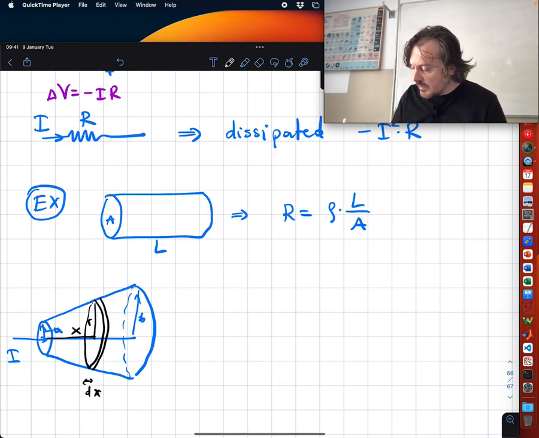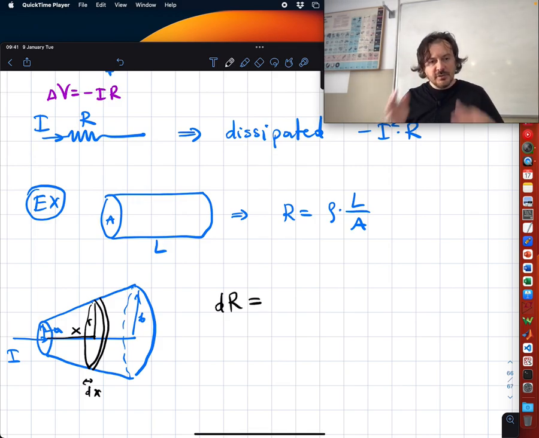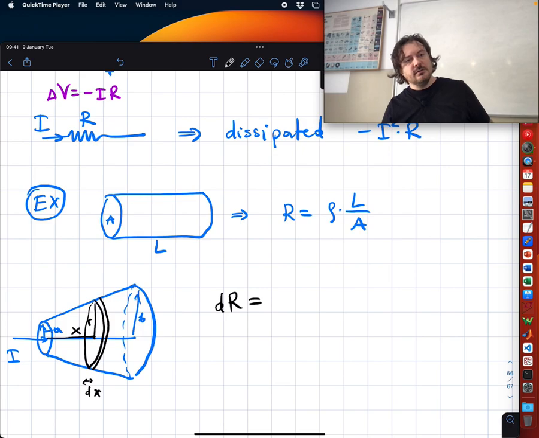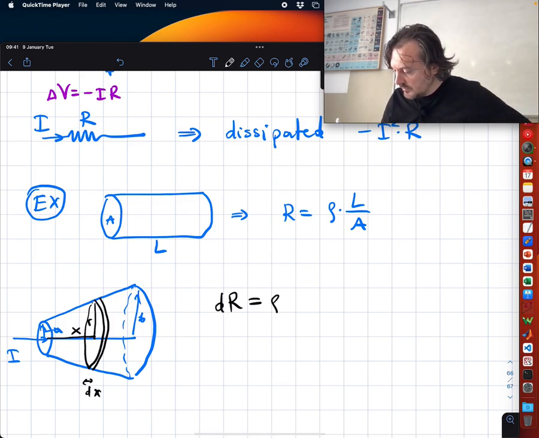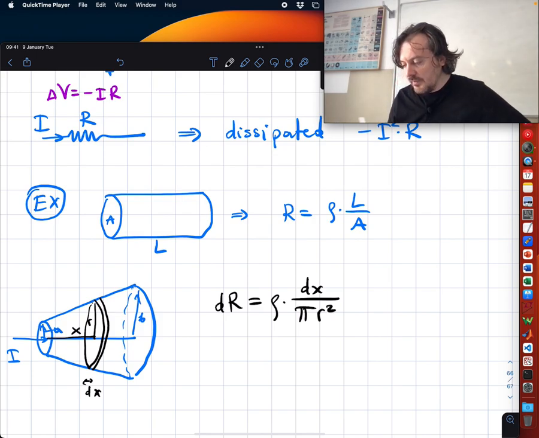So what is the tiny bit of resistance because of that tiny part? Rho dx over pi r squared. Everybody agrees with this? Yes? Can you explain this? Sure.